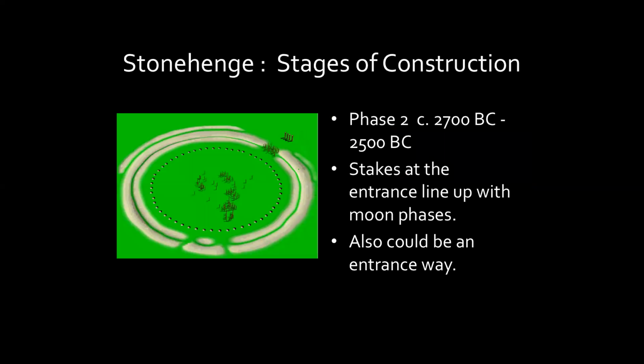So phase 2 is about 2700 BCE, and they have stakes at the entrance that seem to line up with moon phases, but I've seen other research where they didn't think that was very accurate. It also could just be an entranceway. There could be other meanings behind it. It could be related to astronomical objects. We just can't tell at this particular time.